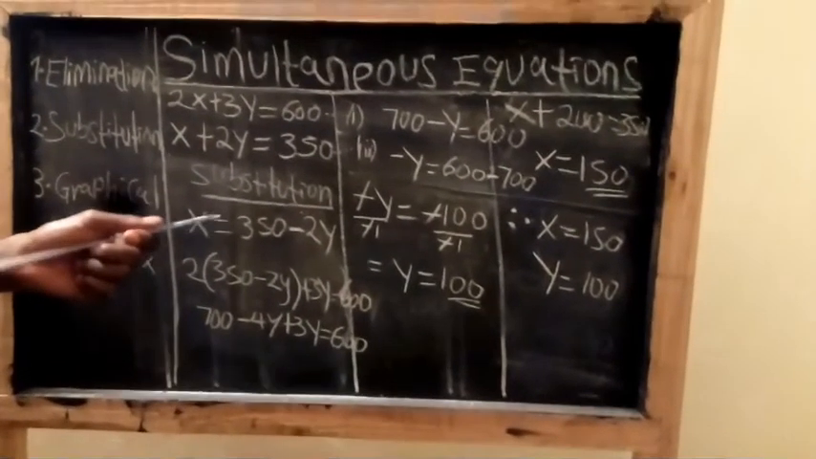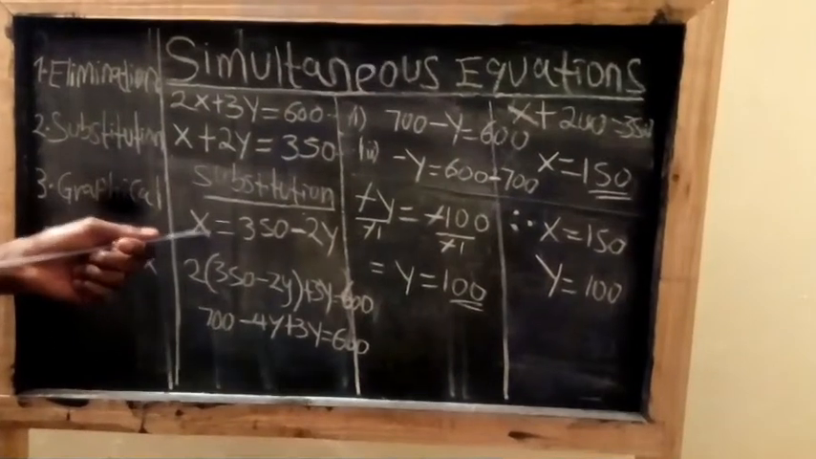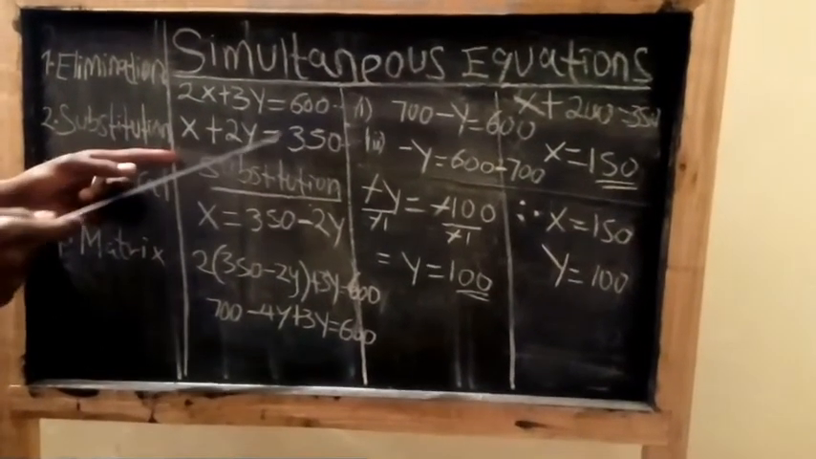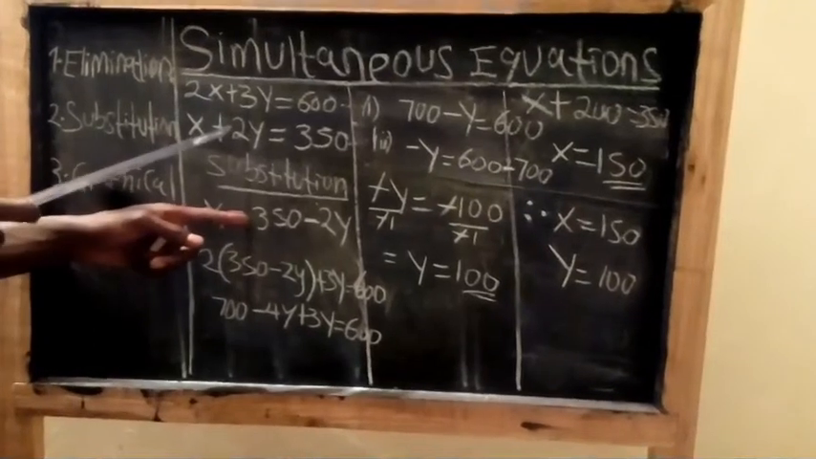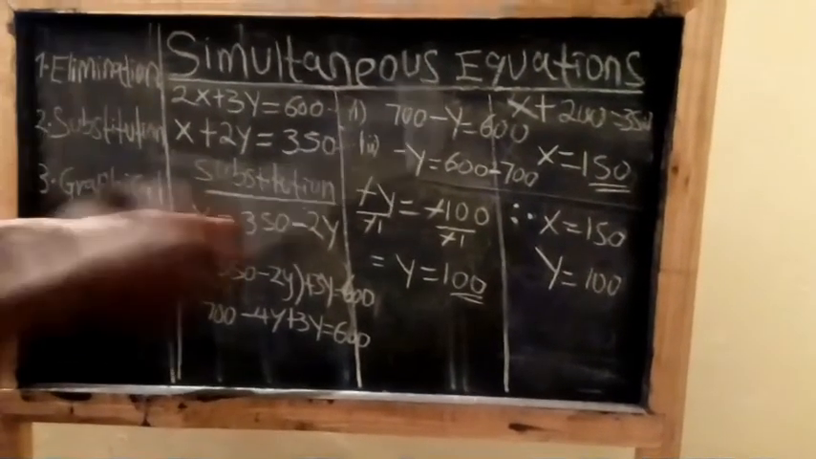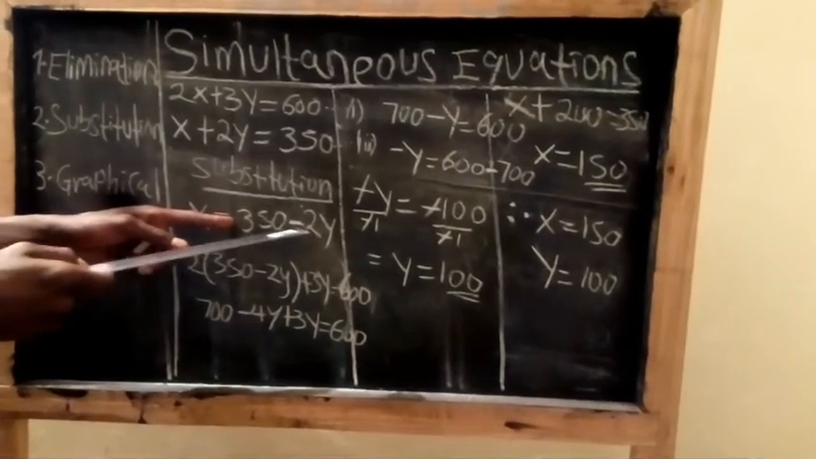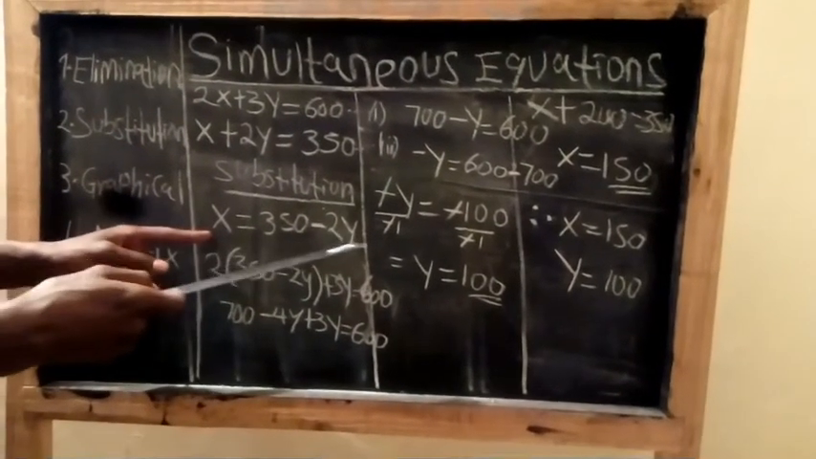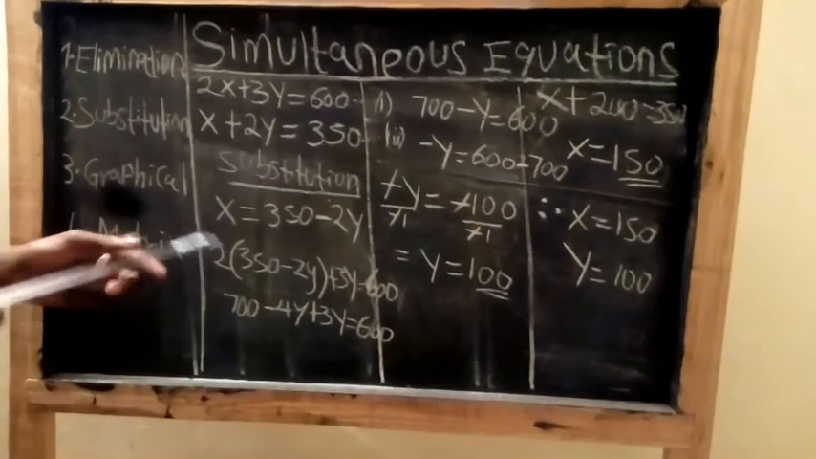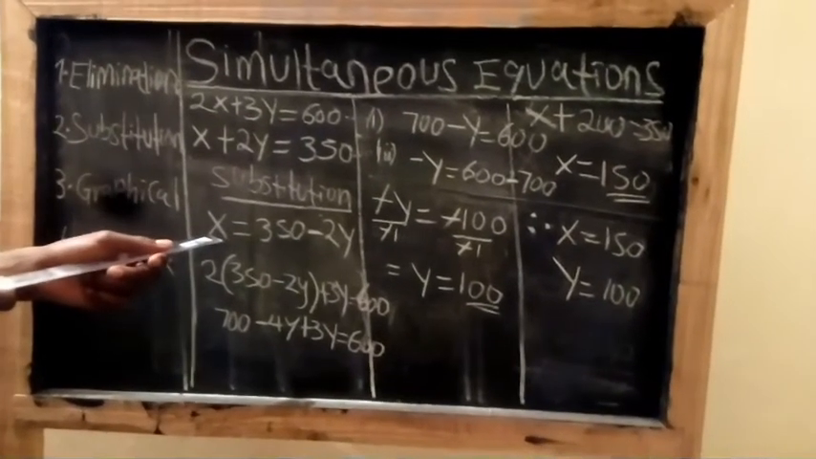It means you've decided to remain with x on one side. So you say x equal to 350 here. Then it was a positive 2y. It has crossed the equal sign to change its sign to a negative 2y. That's why we said x equal to 350 minus 2y. So we've remained with x alone on one side.